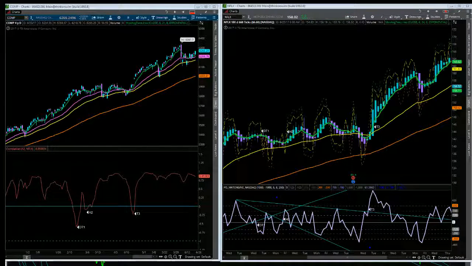So I wanted to talk a little bit about Netflix here for just a moment. This is an interesting sort of trade environment with Netflix. It's got some characteristics about it that I think make it a little challenging to trade anyway. But let me just talk through it.